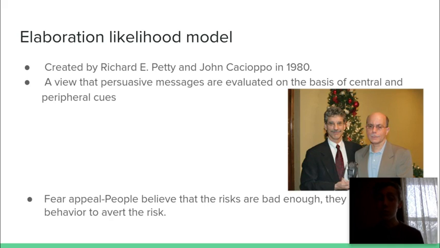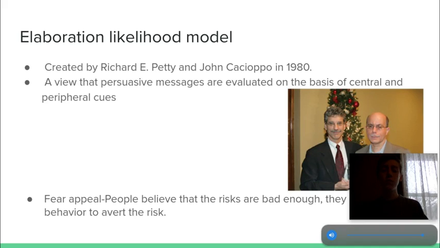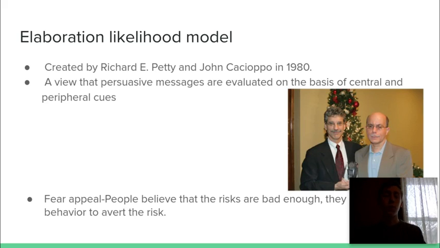The peripheral cue or route associates objects with positive or negative cues. So it's basically saying, like a cigarette, it leads to cancer and all of this, so you're most likely to not behave on that. Now, there's a fear appeal, where people believe that if risks are bad enough, they will change their behavior to avert the risk. Meaning, if you think smoking is bad, you're more likely not to smoke and will avert that.